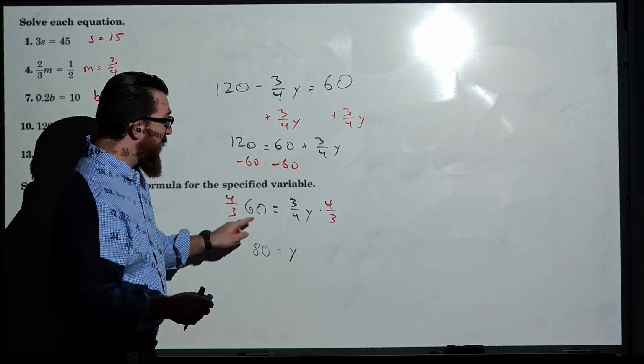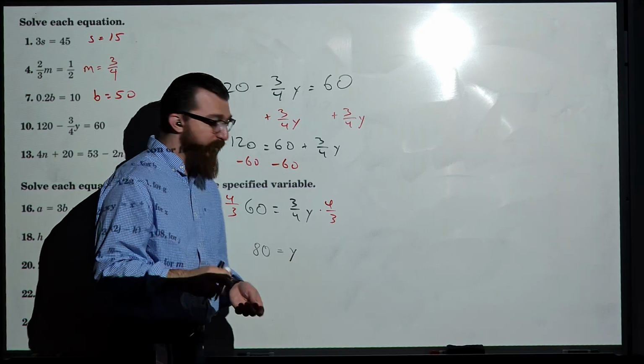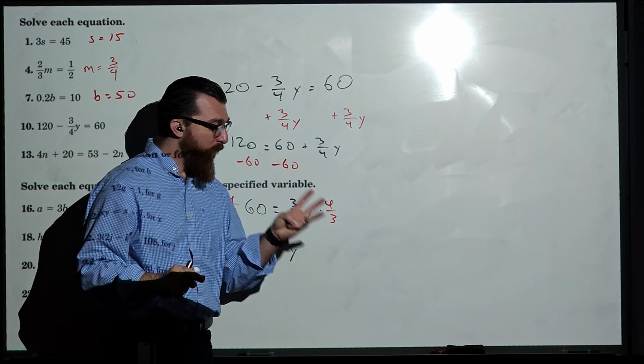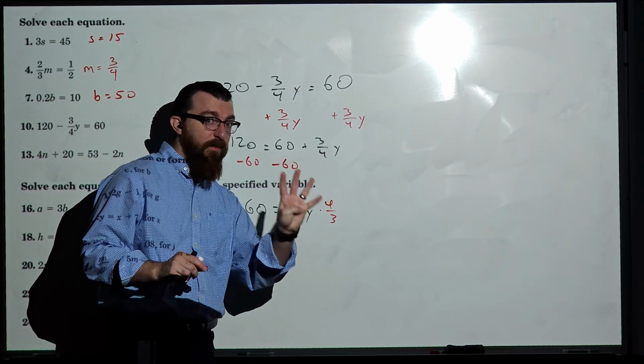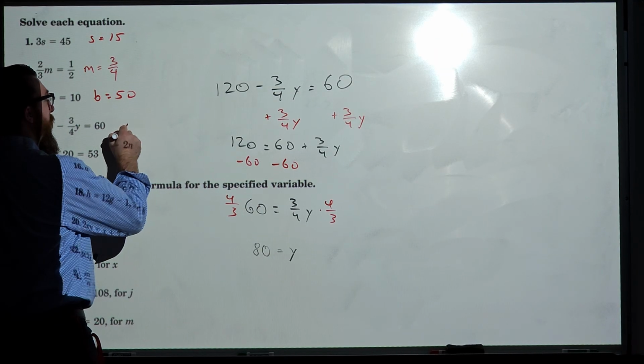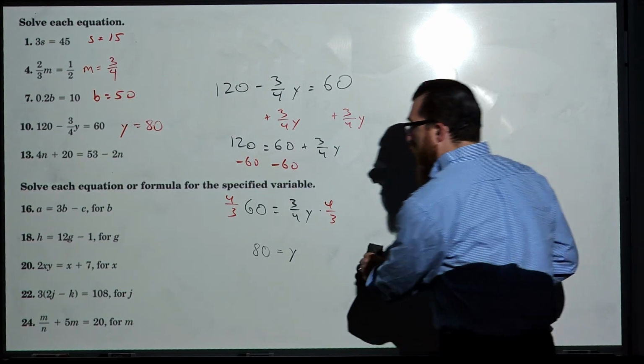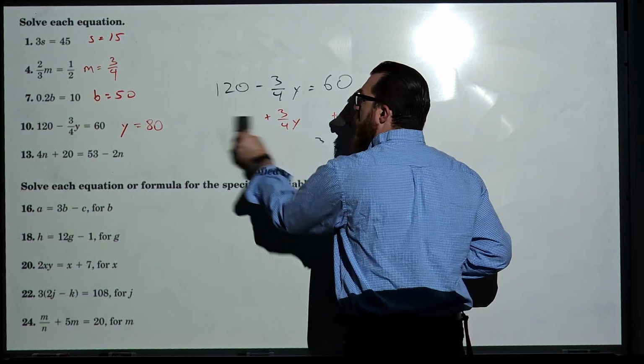Or if you prefer, 60 is 3/4 y. Well, what is 60 3/4 of? 20, 20, 20, that's 60. 20, that's 80. Okay, so y is 80. That's a deep philosophical question. Why is 80?